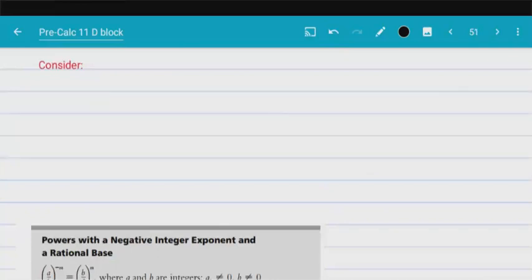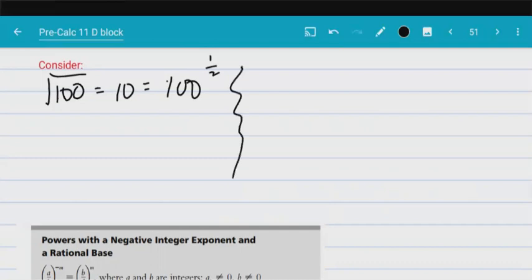So I'd like you to consider something here as we work with a power with a negative exponent and the rational base later on. Let's just talk about what is the square root of 100? That would be 10, right? And remember that the square root of 100 can also be written as 100 to the 1 half, isn't it? Now I want you to think about what if I come up with another expression using this one, but this time with a negative exponent. Let's take a look.